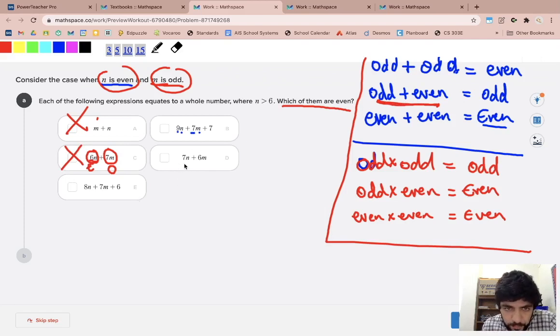Then we have 7n plus 6, 6m, and so on. I'm not actually going to finish this because this is going to take too much time, but I've laid out the framework for you to continue thinking about this on your own, okay?